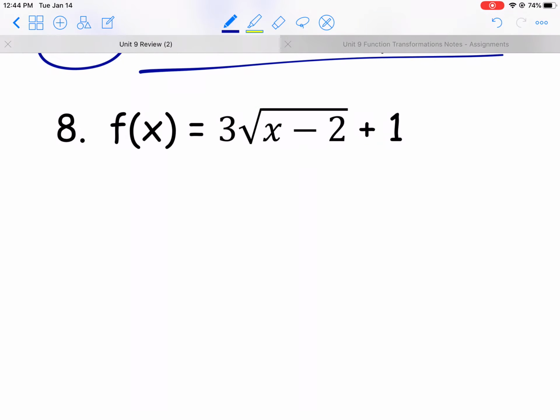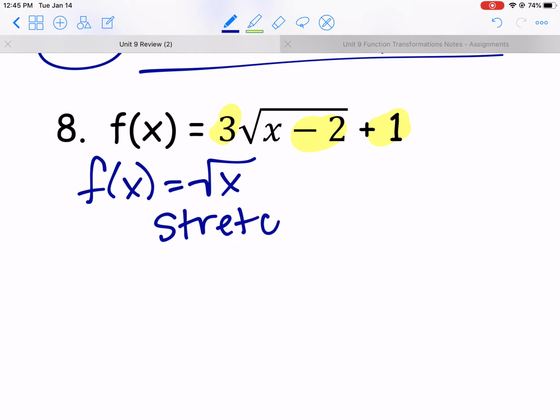All right, number 8. I recommend that you pause here for a second, take a look at your notes page, and identify which parent function this comes from. Okay, you might have noticed that it is the square root function. The things that are different here are these 3 things. So the 3 out front is a stretch by a factor of 3, vertical stretch.